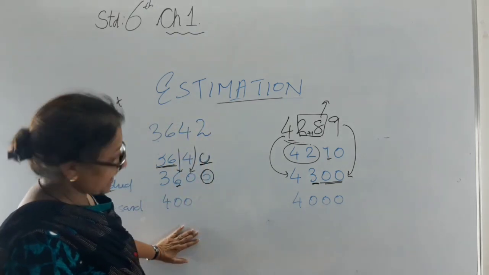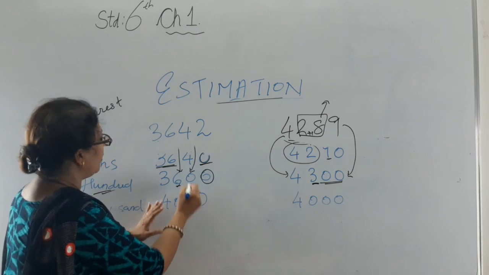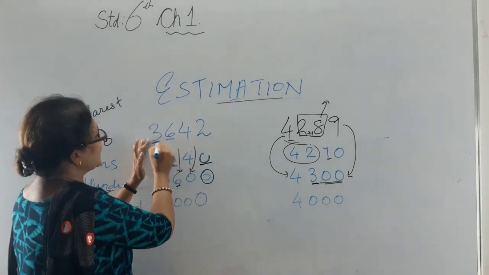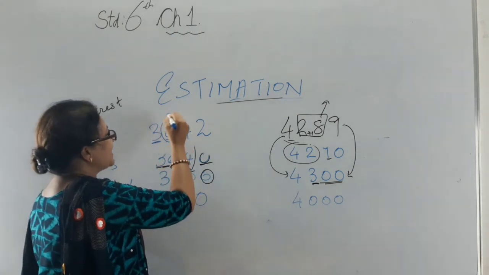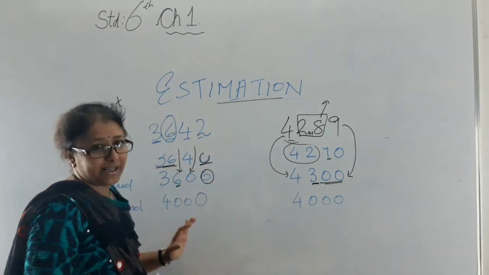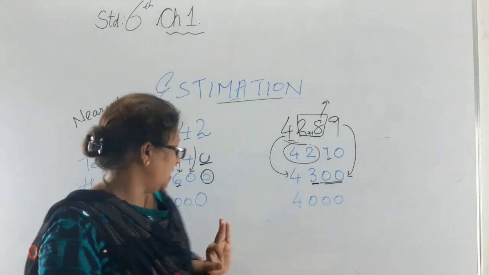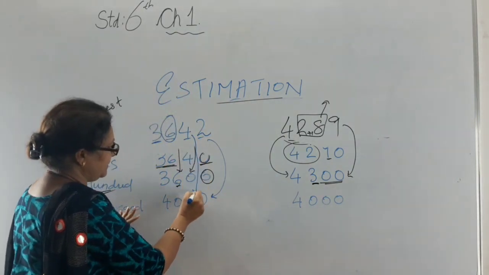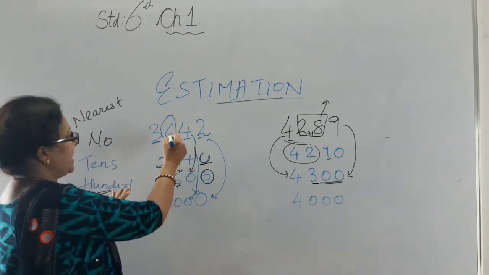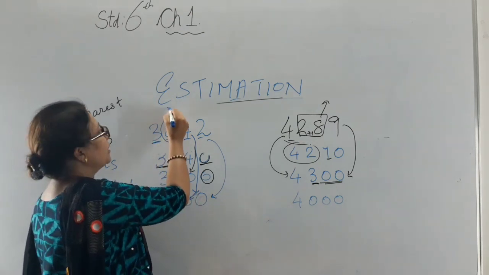Now, students, pay attention. I am focusing on the thousands place, that is 3. So I have to only focus on this number. These two numbers will automatically get converted into 0. So automatically this has become 0. This has become 0. Now 6 is more than 5.